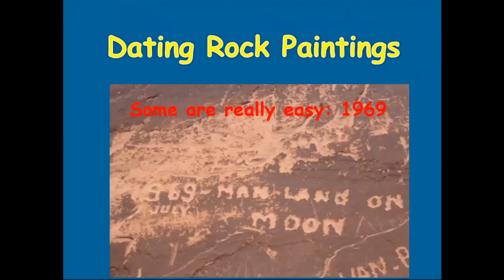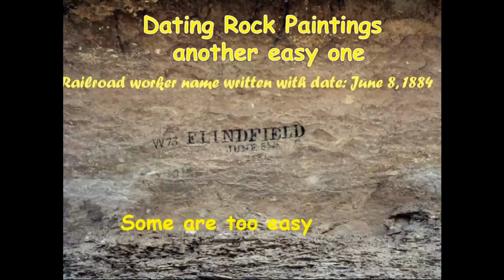We began studying rock paintings, and some of them are really easy to date. This one says in 1969, man landed on the moon. So presumably that was done near 1969. And this one was dated to June the 8th, 1884. During the 1980s, a railroad train track crew was going through the lower Pecos region of Texas, and this guy signed and dated a pictograph. So that's too easy.